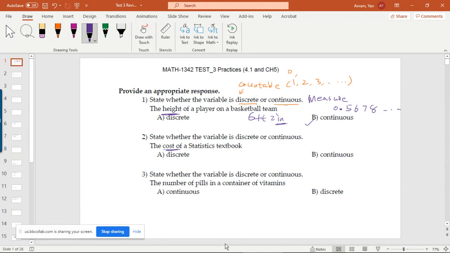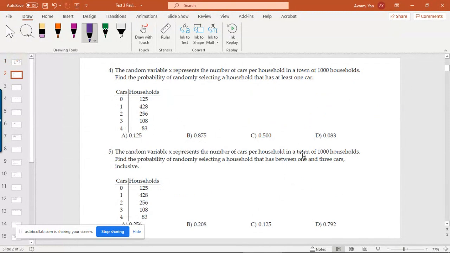The cost of a statistics book. Well, the cost we usually round to cents, all right? So actually this one is discrete, because we cannot break it down further; the cost is usually rounded by cent, okay? Number of apples. The number of apples is something you can count, so this one will be discrete. So that is section 4.1, where you need to know what is continuous and what is discrete, okay?